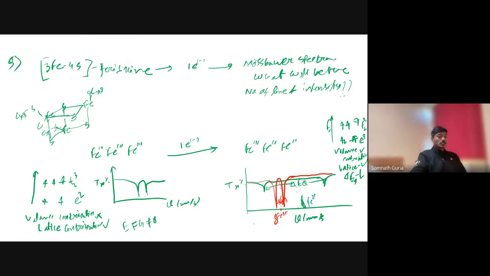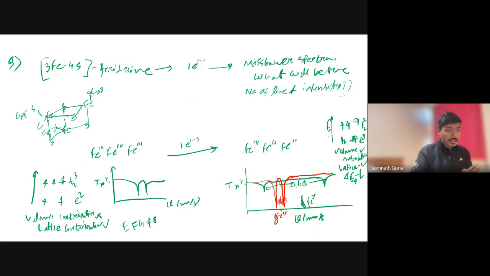Okay, so the Fe3 has less electron density. It will come in the negative direction compared to the Fe2 plus, as we previously discussed. Now, the delta EQ value of the iron 3 will be less because there is no valence contribution in the Fe3, but there is some lattice contribution. So we'll get the splitting, but the delta EQ value will be less.